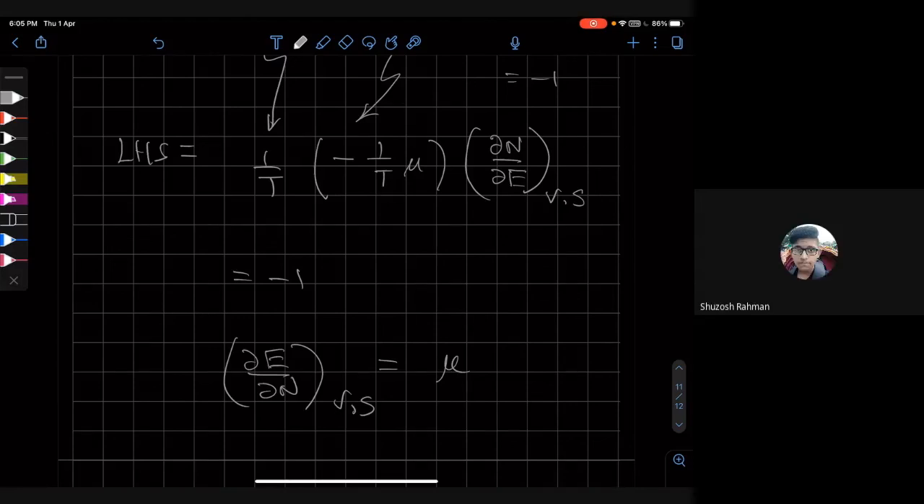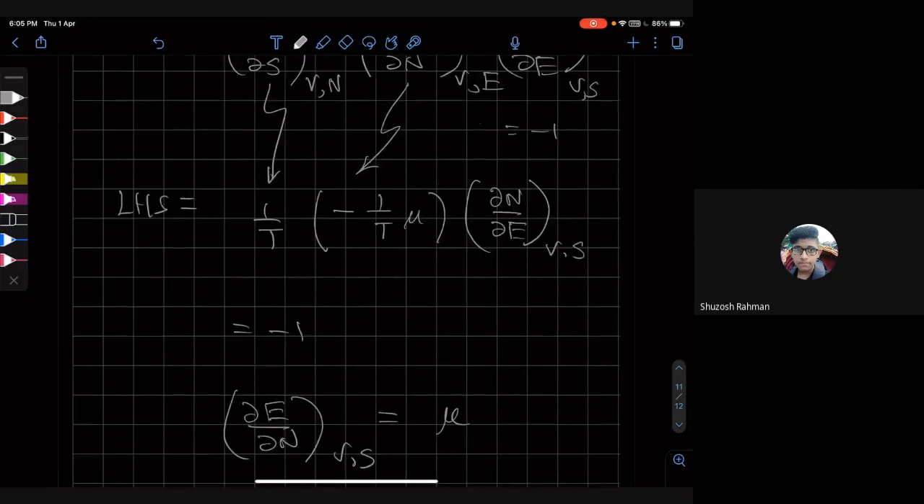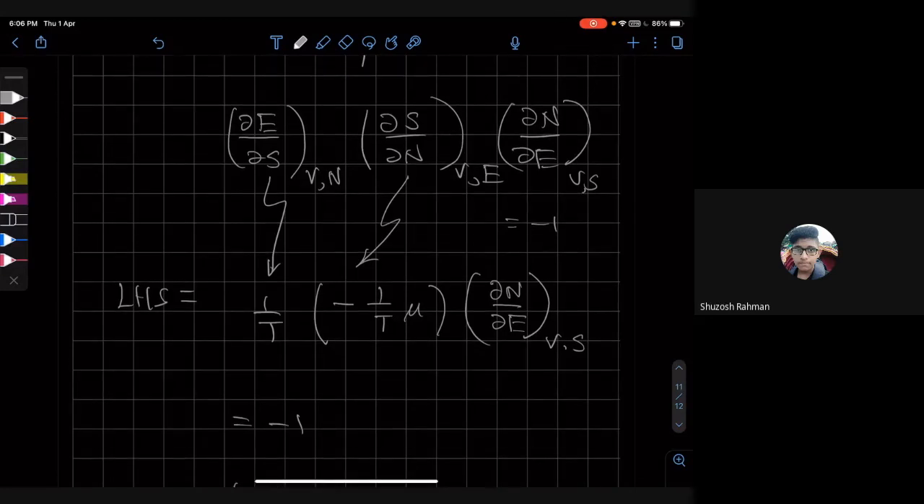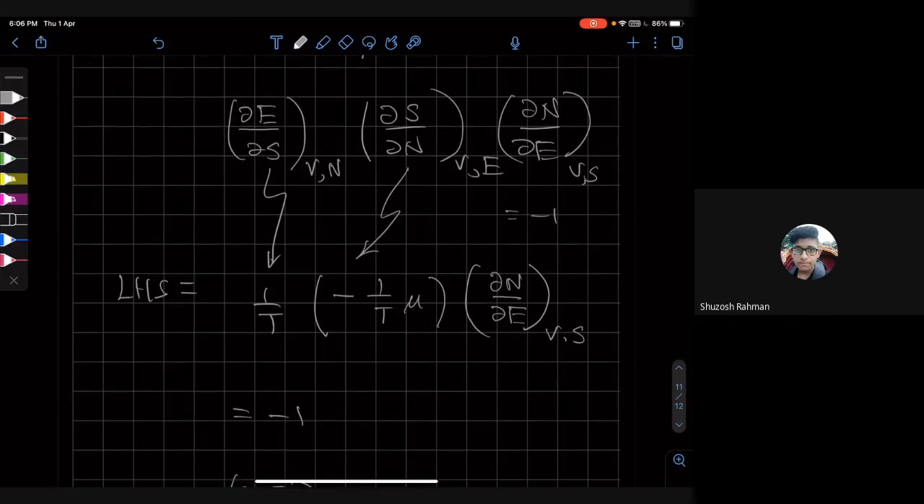Sir, shouldn't dE by dS be T and not 1 by T? dE by dS is T. I think you're right, because they're canceling out. The dimensions don't match otherwise. So you're saying this is T. Yeah, you're right. Of course, because then it cancels out this one, right? Yeah. Sorry about that.